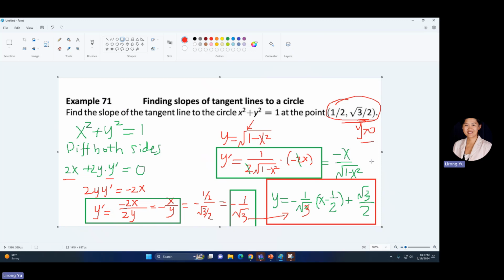Any question? This is our first class on implicit differentiation. So let's do some practice tomorrow. That'll be it today. Are you okay so far? All right. Let's work more.